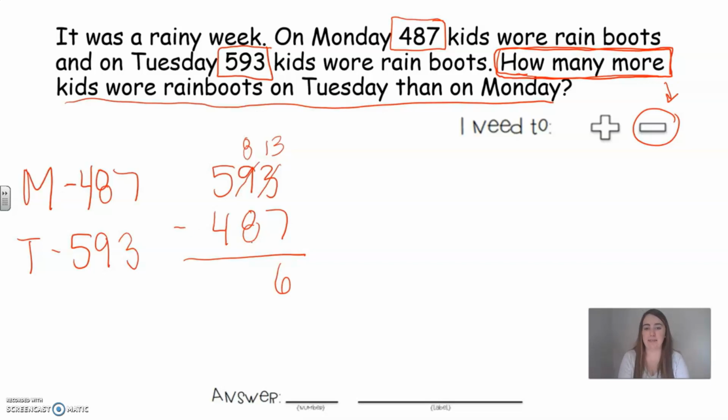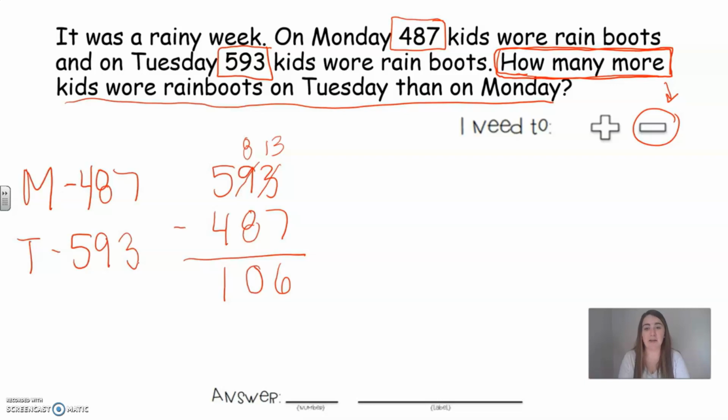8 minus 8 is 0. 5 minus 4 is 1. So we solved our equation. We did P and S. And we got our answer of 106. But now we have to check it. What can we do to check this problem?